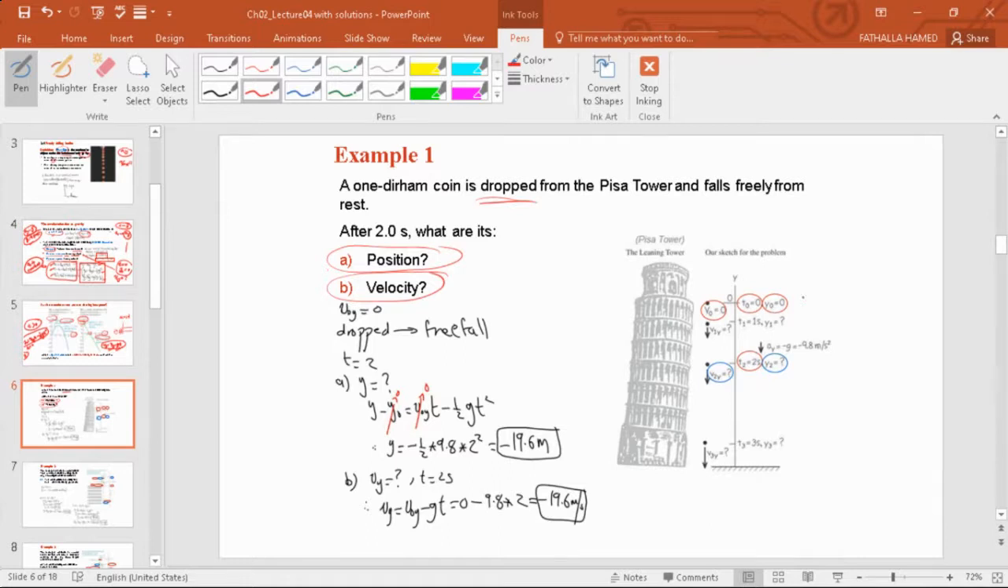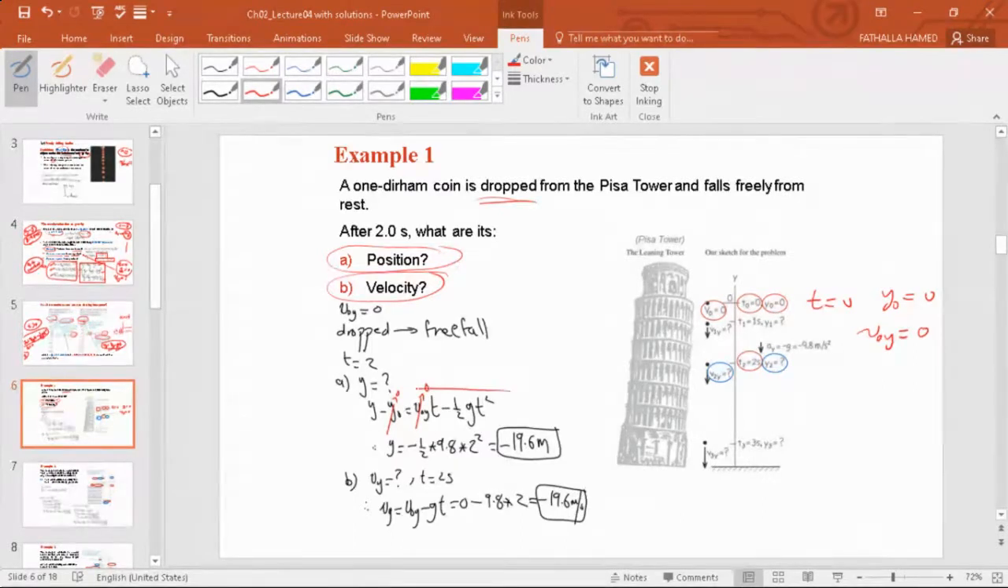So as I told you, at t equal to 0, you can choose y0 equal to 0, and v0y, now it depends. Are you dropping, or throwing down, or throwing up? In this situation here, you're dropping. So this is going to equal to what? Equal to 0. And they ask you, can you give me the position and the velocity after 2 seconds?